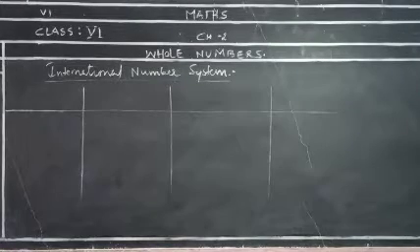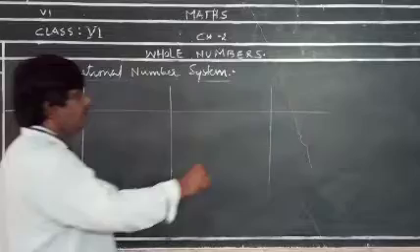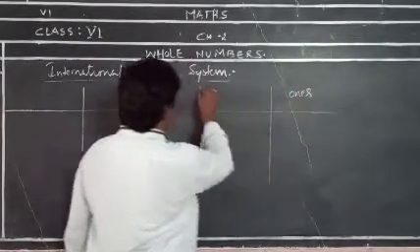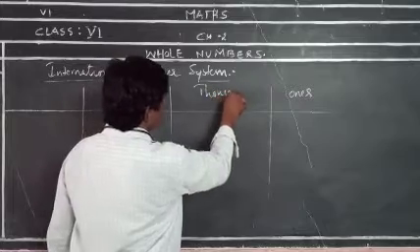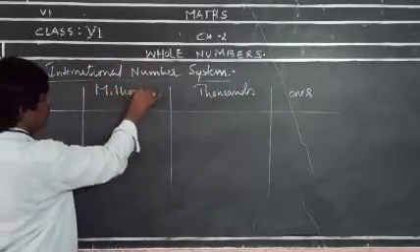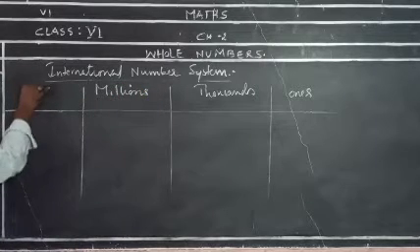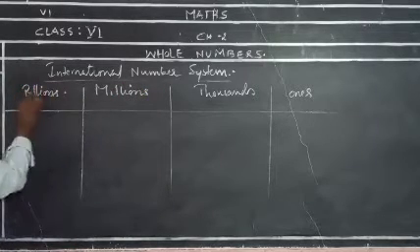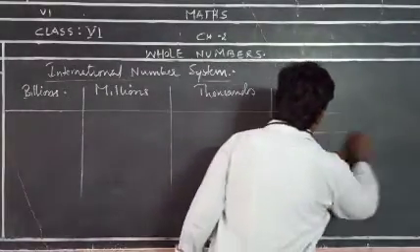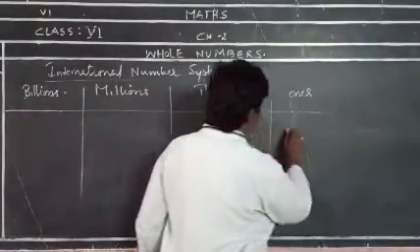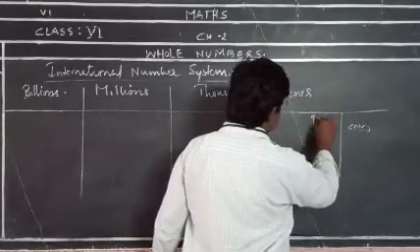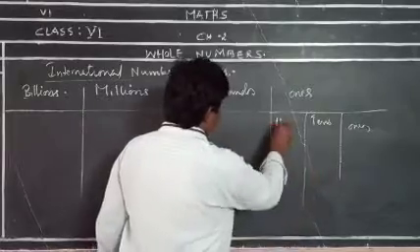In the international number system we have houses like ones house, thousands house, millions house, and billions house. The ones house consists of 3 places. What are the 3 places? Ones, tens, hundreds.